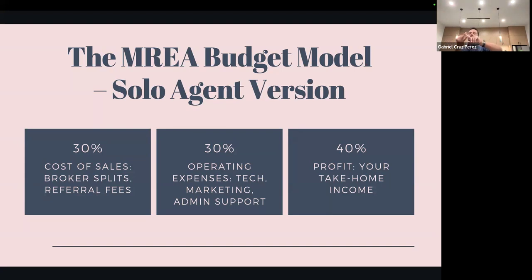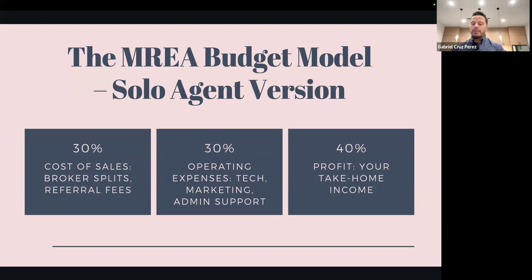You have your association dues, your MLS dues, your Supra Key. There's a really good chance, guys, that when you calculate all those expenses, you're already going to be at about 30%, which tells us you don't have a lot of wiggle room with your expenses.